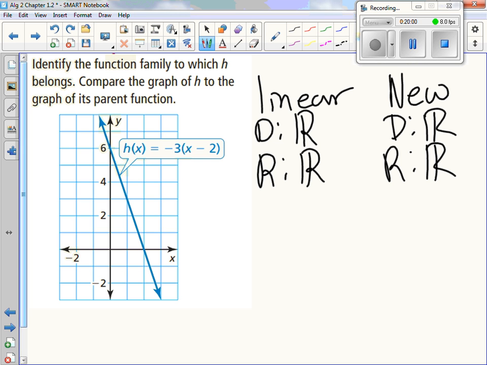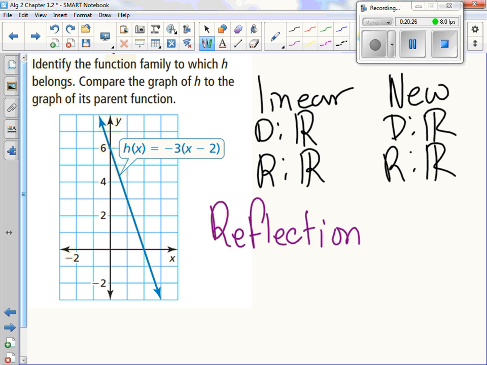So what we really need to look at is the transformations. So let's start with the -3. There are 2 parts to it. Do we want to talk about the negative or the 3 first? Doesn't matter which. So the negative tells me we have a what? A reflection. Because when we have a negative outside the parentheses, it's a reflection across the x-axis.